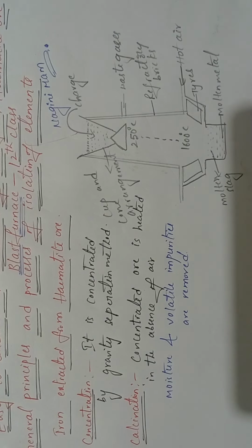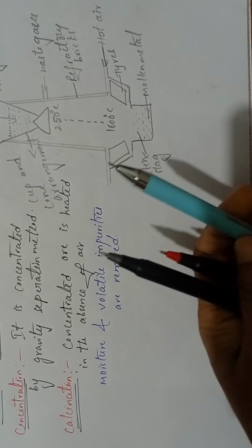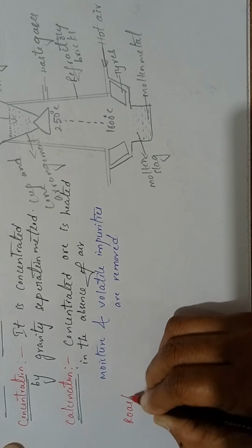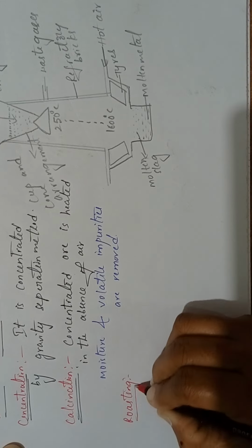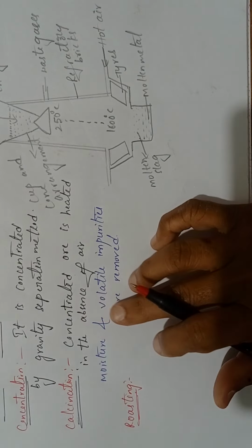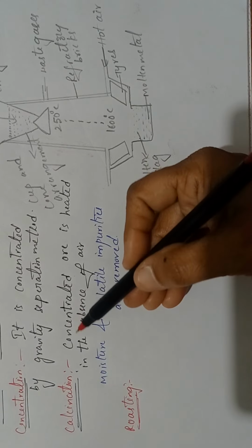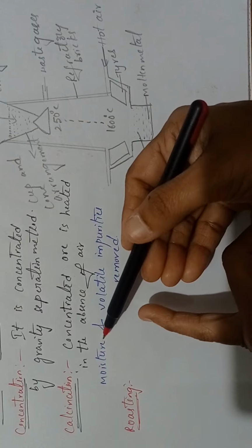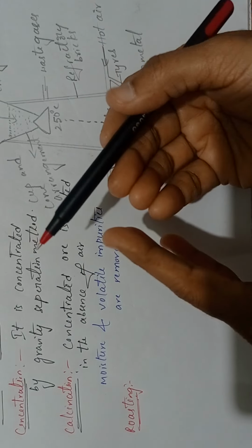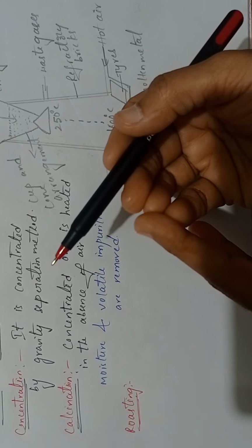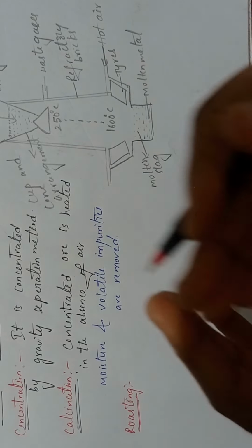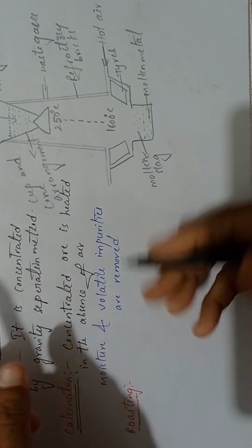Next method is roasting, students. What is the roasting method? Now see, roasting method, the third method. In the calcination method, the volatile impurities and moisture are all removed. So the resultant ore is called calcined ore. Are you clear? So that calcined ore we have to take. Are you clear? So the calcined ore is heated.